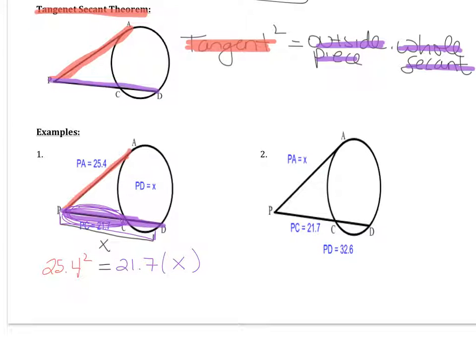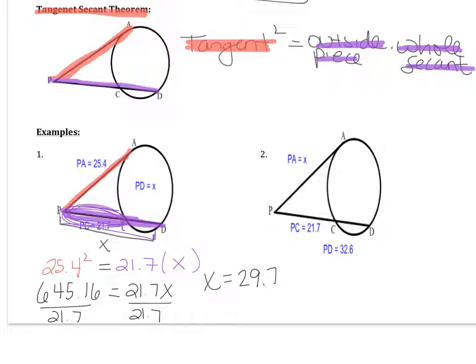So 25.4 squared is 645.16 equals 21.7x. So now I'm going to divide by 21.7. I get 29.7, so x is 29.7. All right, excellent. Let's go ahead and keep going.